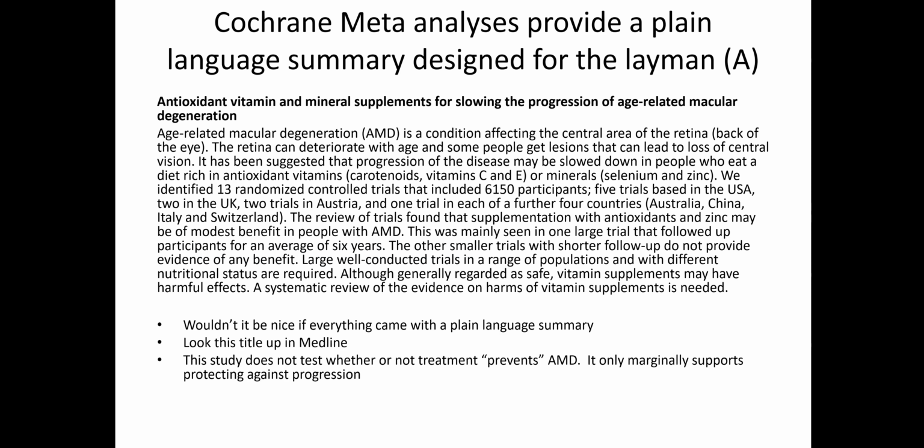All right, let's look at some examples. Age-related macular degeneration. It's a condition where your central vision is lost. And in a Cochrane meta-analysis, they require the provision of a plain language summary designed for the layman. So anyone can read this paragraph and get an idea of what they found.